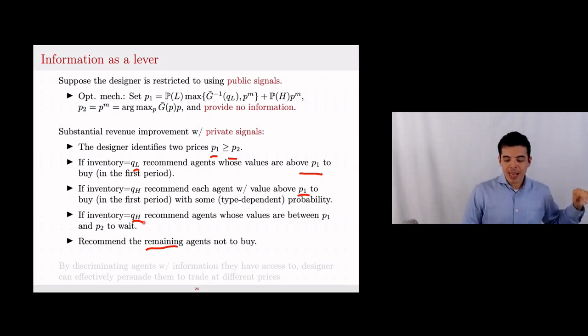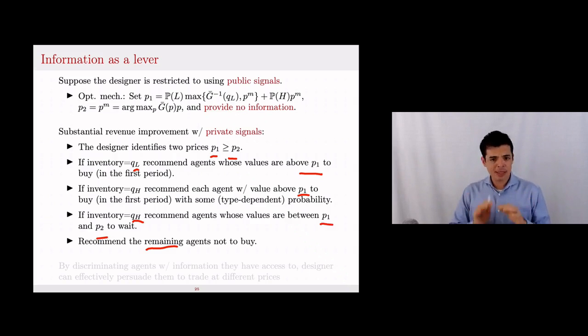Similarly, if the inventory is high, I am recommending all agents, all the buyers whose values are between P1 and P2, to wait until the second period. Now, observe that this is not a trivial mechanism in the sense that I am basically sending randomized signals, and these randomized signals are type dependent, so I may be telling some agent to wait and the other agent not to wait.